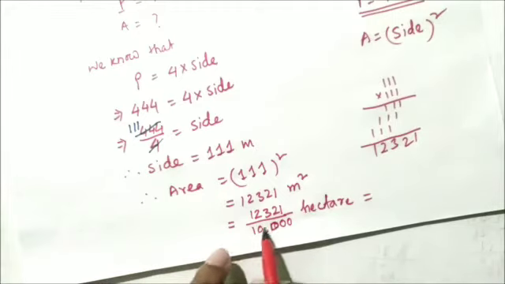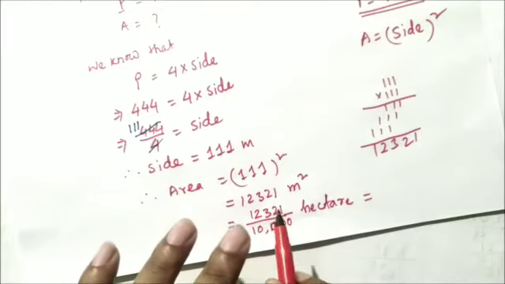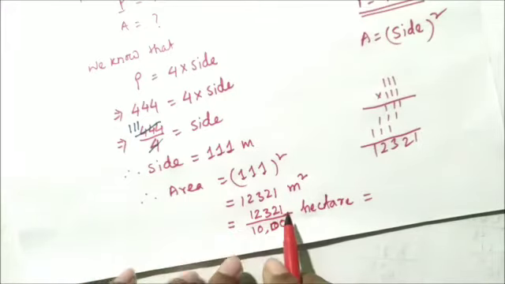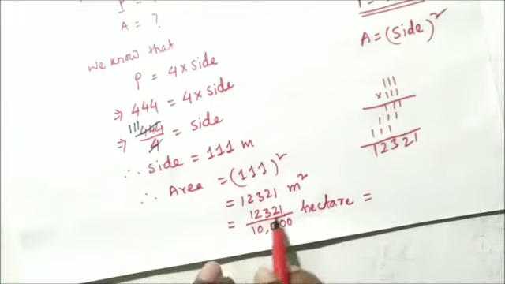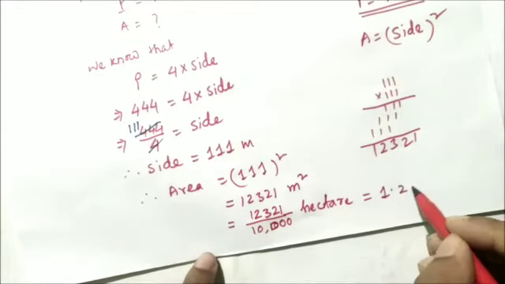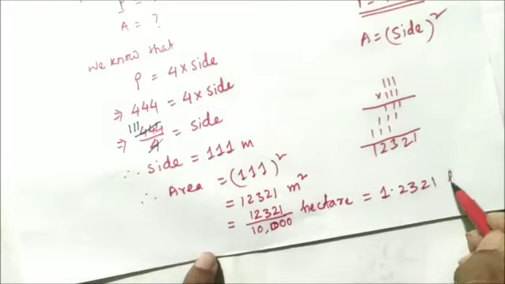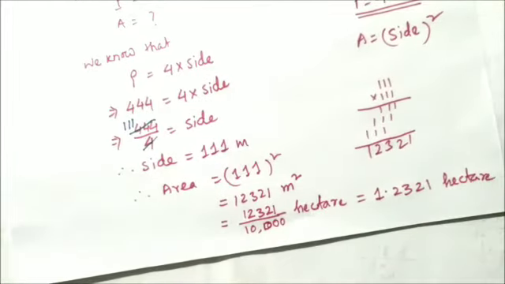How many zeros are there? 1 2 3 4. So 4 places we have to move the point. The point is here at the end. If there is no point, then you just know that the point is at the end. So we need to move the point 4 places to the left side. That means 1.2321 hectare. So this is the answer, 1.2321 hectare.